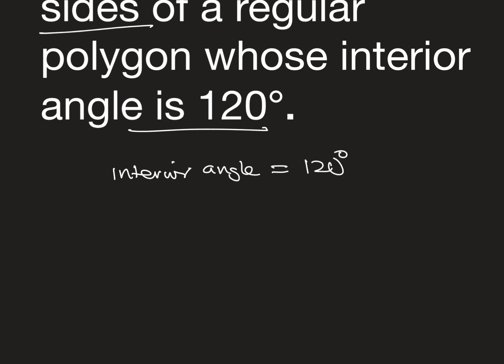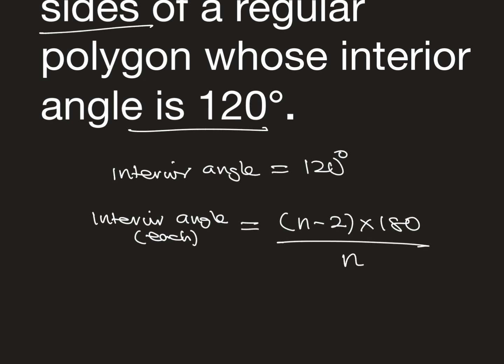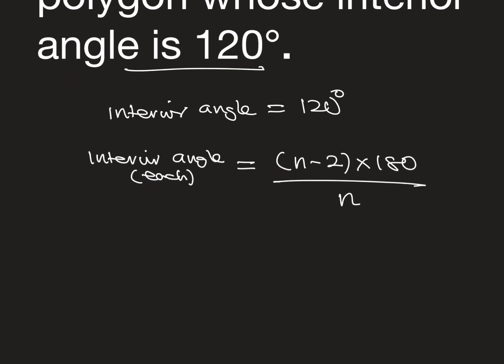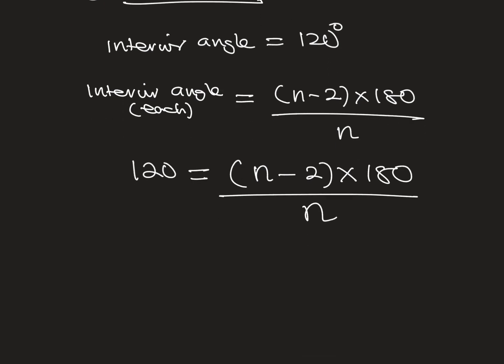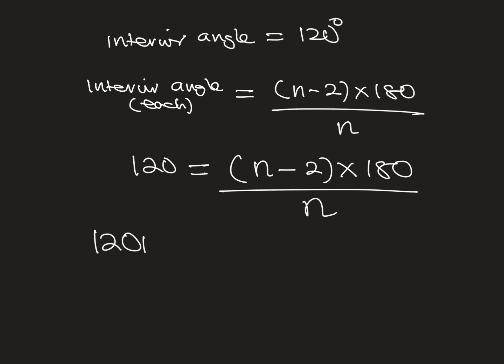The formula to find each interior angle is simply n minus 2 multiplied by 180 divided by n. So it says the interior angle is 120 degrees. So that's going to be n minus 2 multiplied by 180 divided by n. Remember, we are asked to find the number of sides, that is the n. So if I cross multiply, I'll have 120n is equal to n minus 2 multiplied by 180.